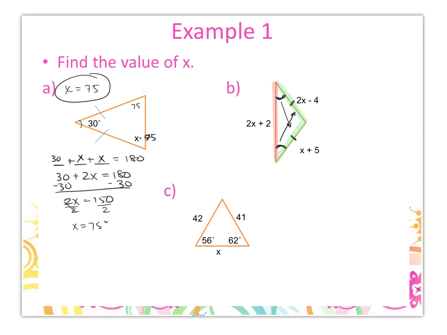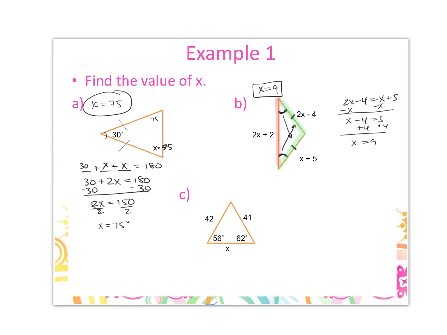So my setup here is going to be 2x minus 4 has to equal x plus 5, because those two green legs or sides have to be equal. So I'll subtract x from both sides. x minus 4 is 5. I'll add 4 to each side, and I'll get that x equals 9. So in this problem, all they wanted me to do was solve for x. So x is 9. If they wanted to know the measures of the side lengths, I would have to plug x in and find each individual side.